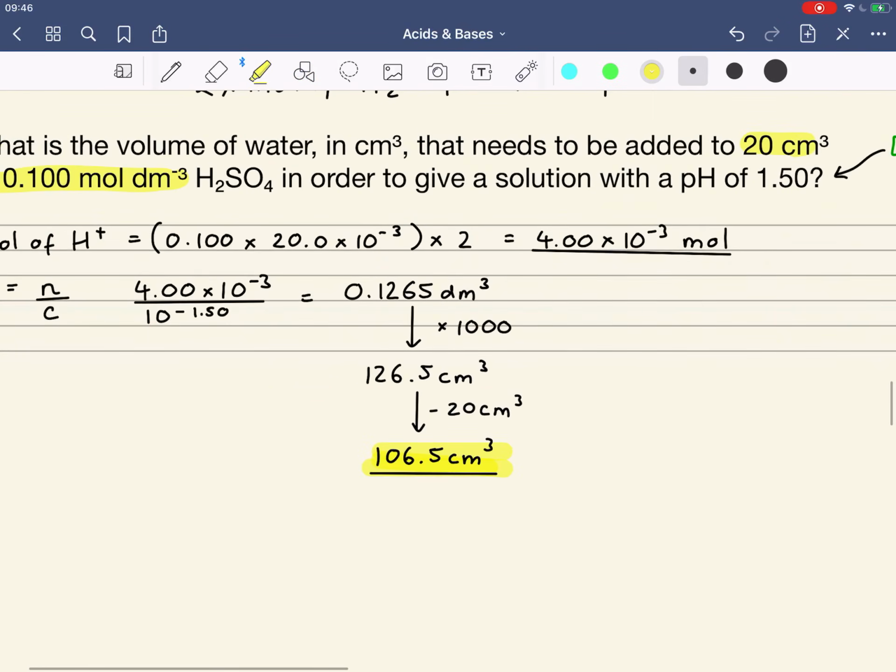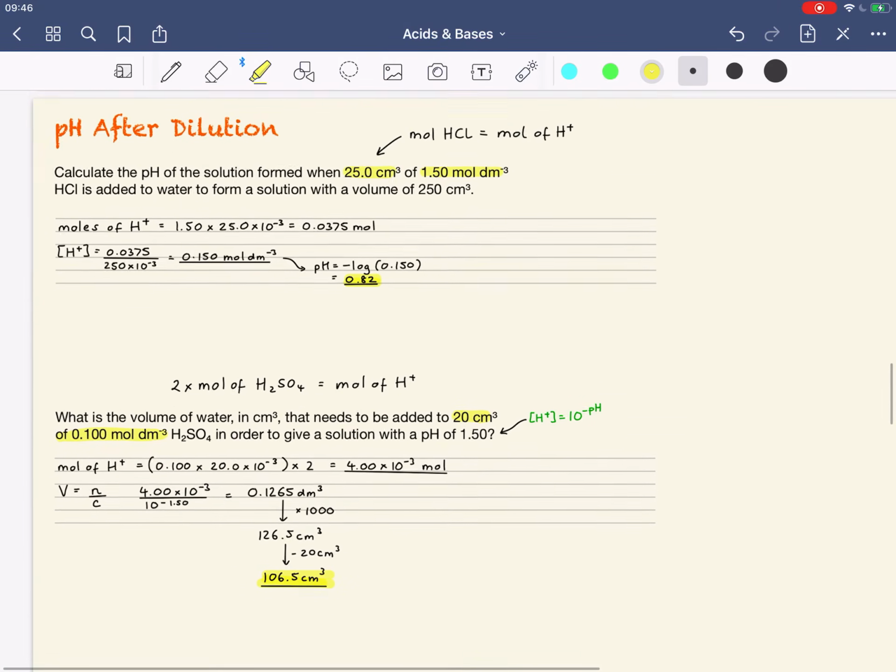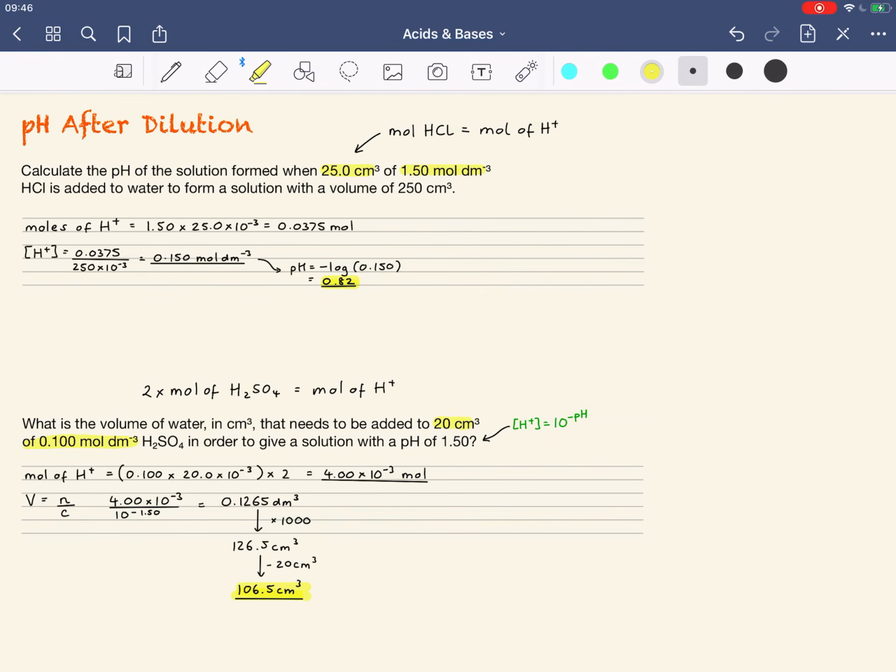So there you've got two relatively straightforward questions where we can work out the pH after we've diluted it, or the volume of water required to get a solution at a certain pH.